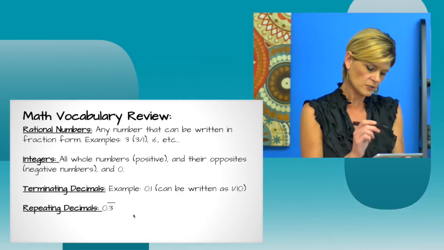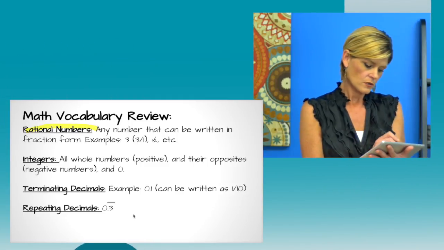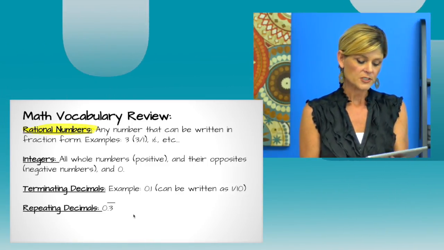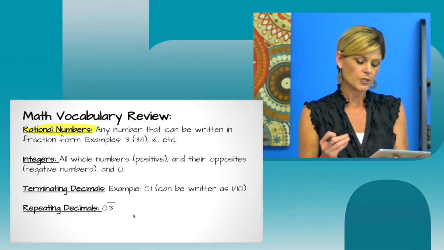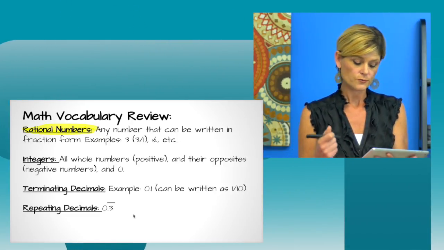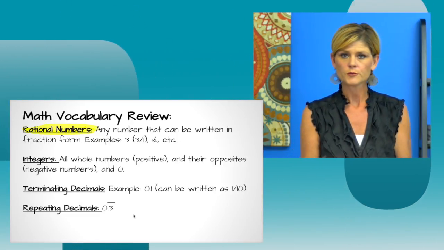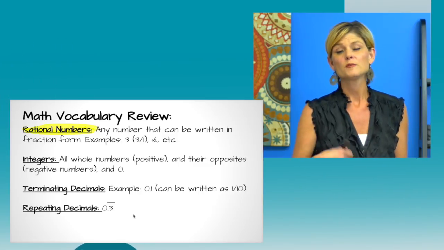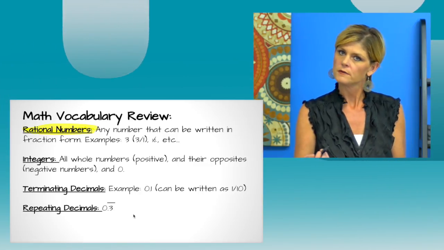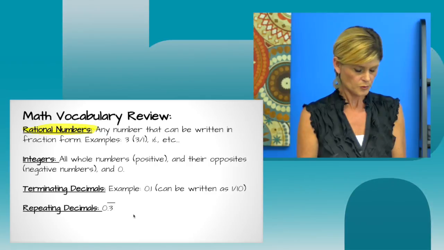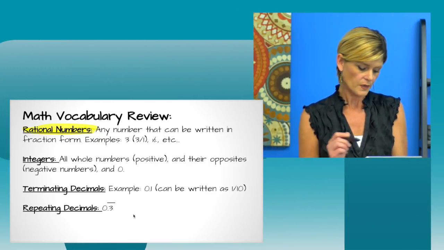Want to take a minute to do a quick review of some of our words that we've been using lately. Let's talk about rational numbers. Rational numbers are any number that can be written in fraction form. For example, the whole number 3 is actually a rational number because it can be written as 3 over 1. 1/2 is also a rational number because it is in fraction form.